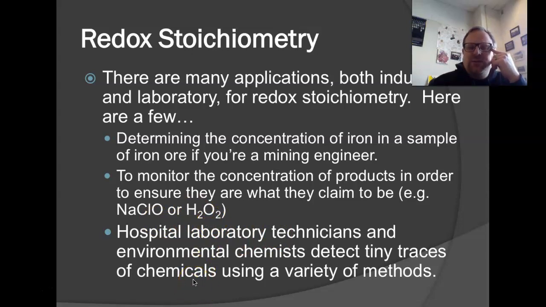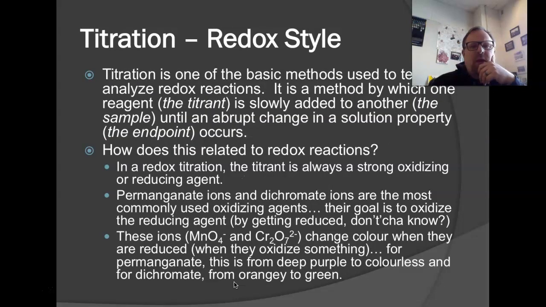Hospital lab technicians and environmental chemists can use redox stoichiometry to determine the tiny traces of chemicals in samples using various methods of titration. So that's how we might use that. The way we do titrations, remember, a titration is a chemical procedure that we use to determine an unknown concentration of some sort.